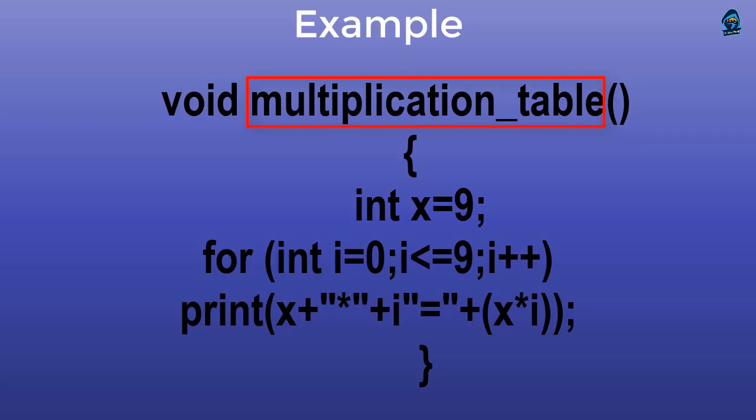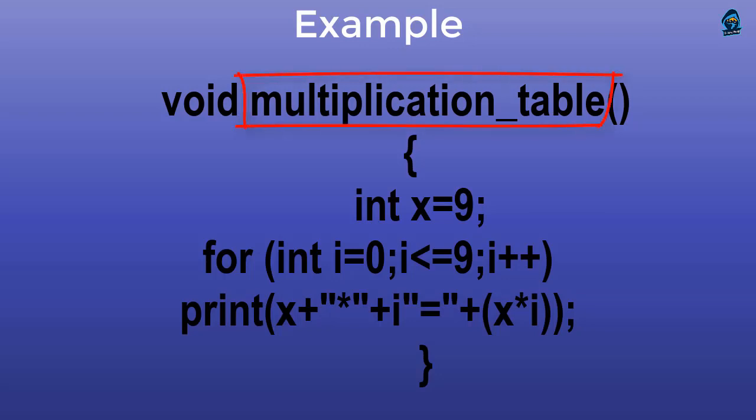As you all know, in the last tutorial we learned the for loop, and as an example we considered a multiplication table. So I just reuse that code so that you do not get confused with new code again and again. So start with the void, then the multiplication table is the name of the function.